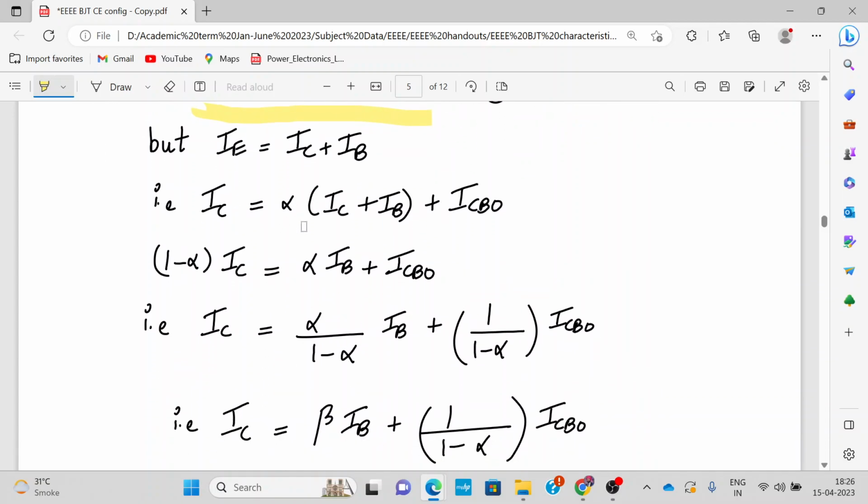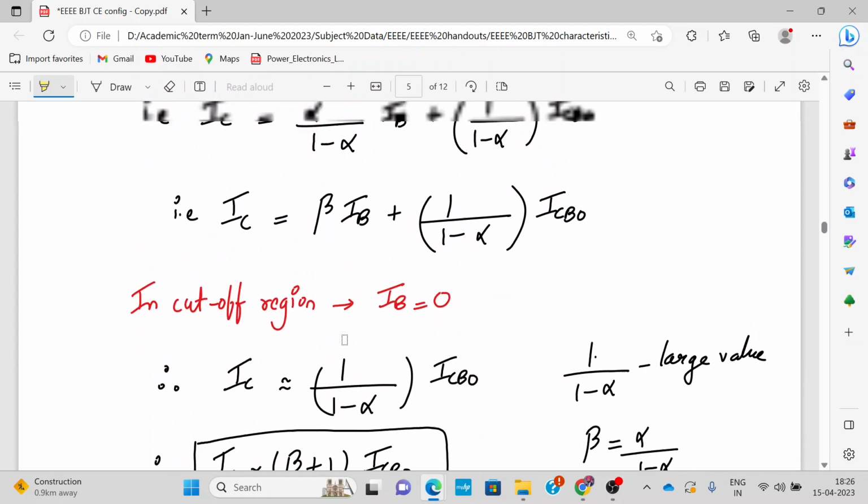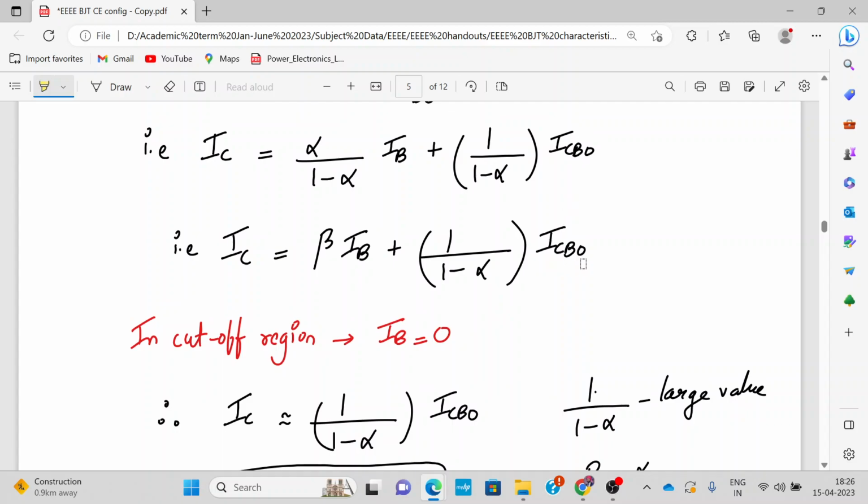If you take this alpha IC on the left hand side, we get (1 minus alpha) IC is equal to alpha times IB plus ICBO. Now we divide the left hand side and right hand side by 1 minus alpha. So you'll get IC equal to alpha upon 1 minus alpha into IB plus 1 upon 1 minus alpha into ICBO. We know already that alpha upon 1 minus alpha is termed as beta. So IC will be beta times IB plus 1 upon 1 minus alpha times ICBO.